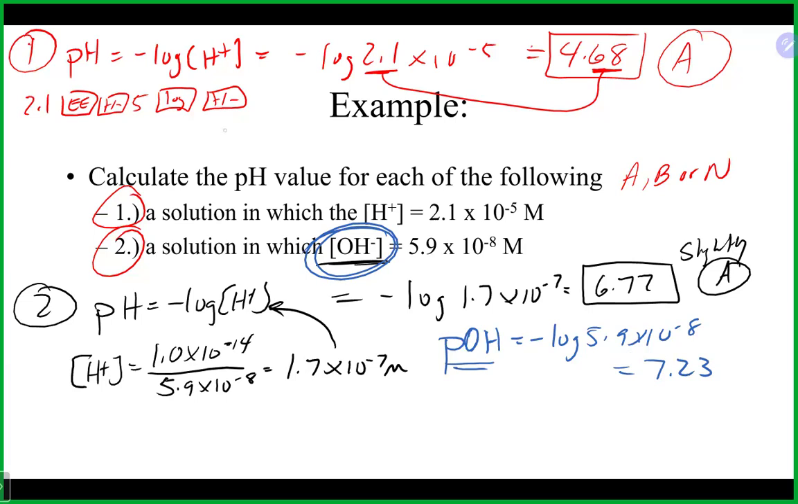There's a lovely relationship that the pH plus the pOH equals 14, which means you take 14 minus 7.23, and you get yourself to the pH pretty easily. A few ways to get there, but you want to make sure that you are calculating what you want to calculate. First off, any questions on that? Okay. All right.